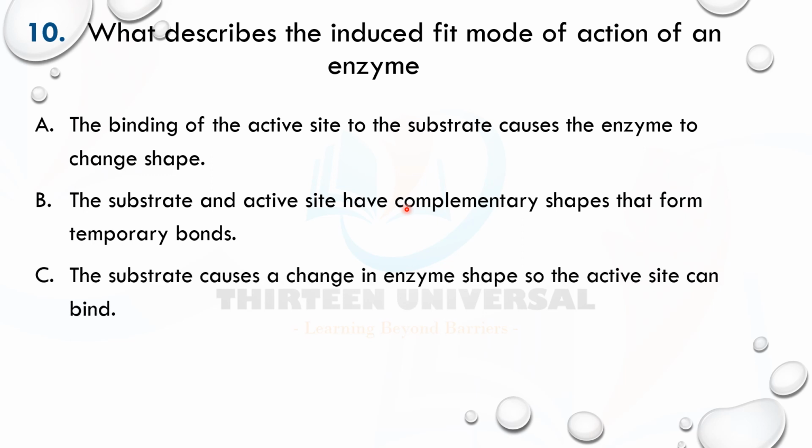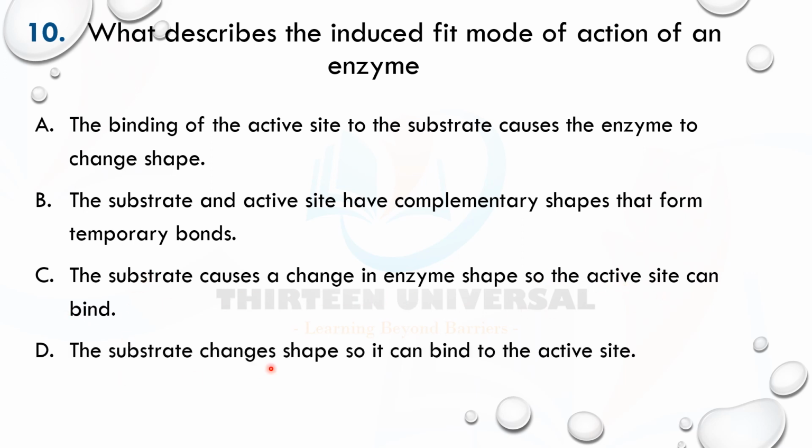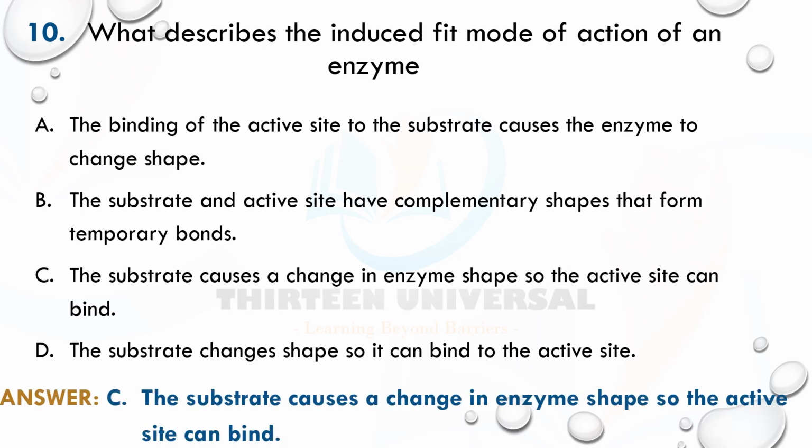C says the substrate causes a change in enzyme shape so the active site can bind. Yes, this makes more sense. D says the substrate changes shape so that it can bind to the active site. What changes shape is not the substrate, it is the enzyme. This is wrong. It's the substrate that stimulates the change: as the substrate starts binding to the enzyme active site, it stimulates the change in the shape of the active site, for the induced fit model. So the answer is C.